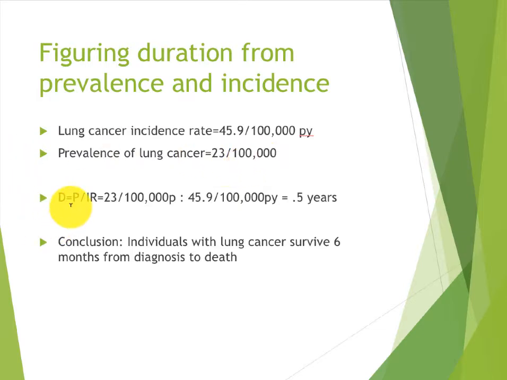Thus, the duration would be prevalence divided by incidence rate, right, which is equal to 23 per 100,000 person years divided by the 45.9 per 100,000 person years, which is equal to 0.5 years. Okay, so individuals with lung cancer survive 6 months from diagnosis to death, which is very, very short.